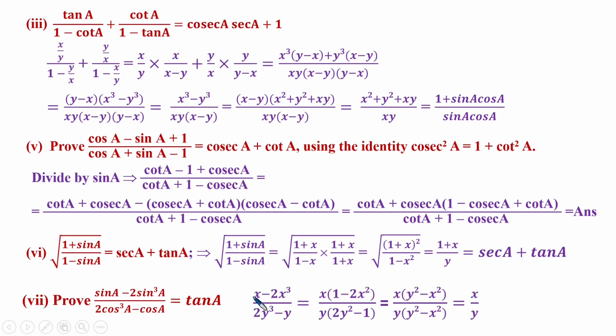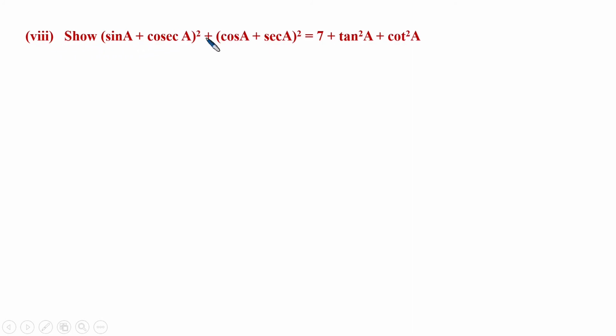So again I do the same thing, x minus 2x cube. Okay, this cos cube A is y cube minus y. Again I take x common and I do some little algebra and I'll get x by y, and this is equal to sin A by cos A. So this is tan A. Okay, now problem 8. Show that this expression is equal to this expression. So now I will do the substitution method, but with this condition always keeping in mind, x square plus y square is equal to 1.